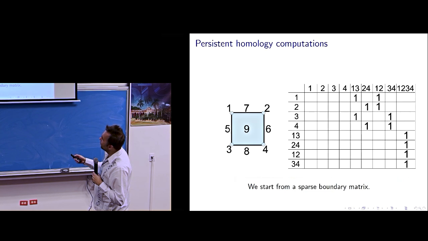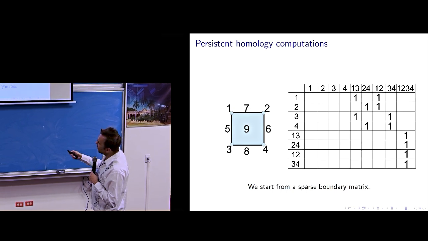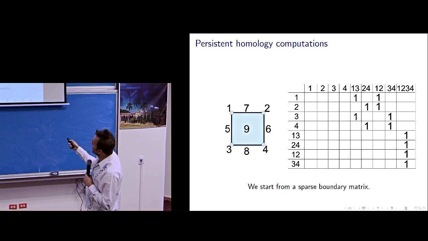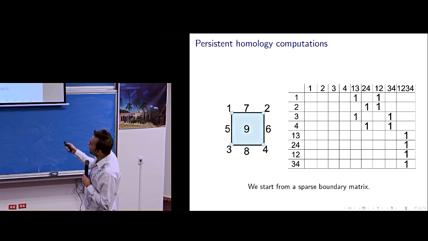So we start from a simplicial complex, and I enumerated all the 4 vertices from 1 to 4, all the edges based on the vertices. So there is edge 1, 3, 2, 4, 1, 2, and 3, 4. And if you notice, I put those numbers next to the edges. So the lowest number is at the edge 1, 3. And this is the first edge that appears in the matrix, and the second one is 2, 4.